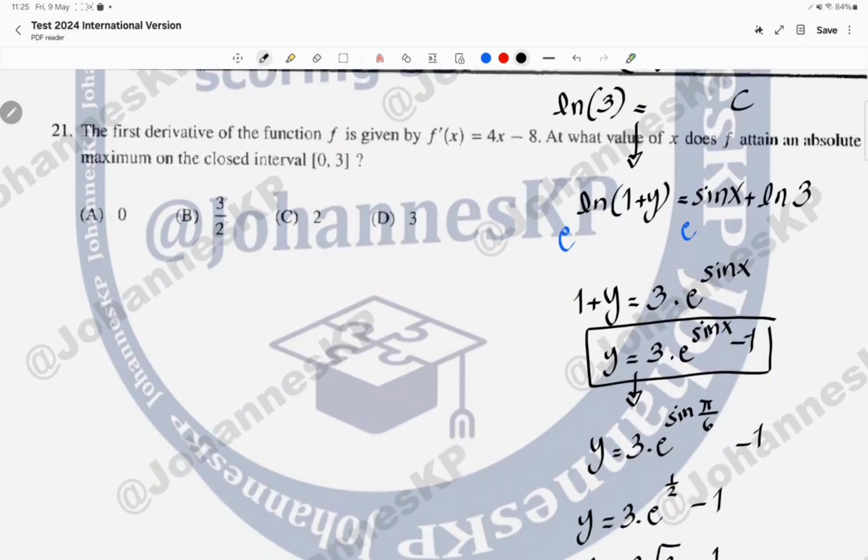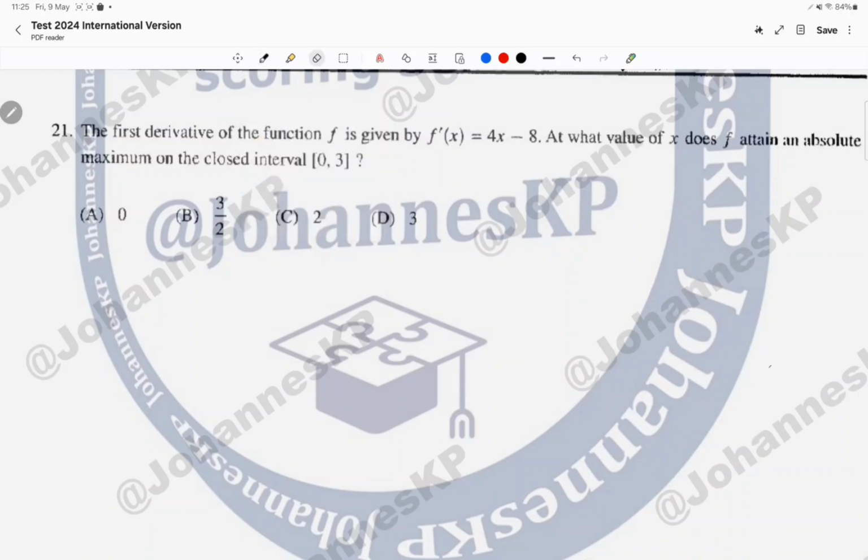Yeah. Let's erase everything. Okay. The first derivative is given by this. At what value does the f attain the absolute maximum? Do you know what that means? Whenever they say maximum or minimum, you must differentiate and find the x by equalizing your derivative to 0. But it's already differentiated for you. Yeah. So just equalize it to 0.